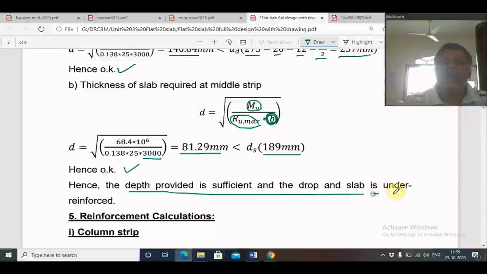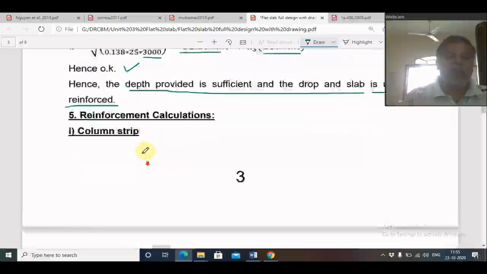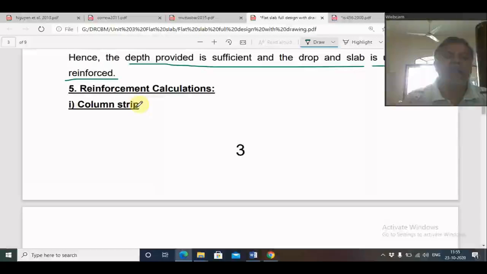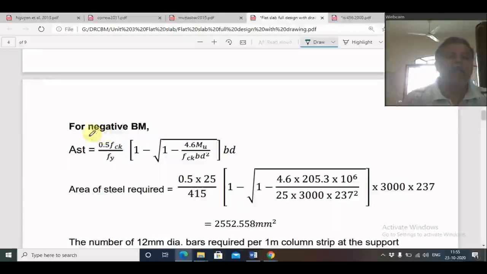Then it will be designed as under-reinforced. The next step is reinforcement calculations. I have to calculate the area of steel at 4 locations. So we have positive value, negative value, we have column strip, we have middle strip. So I will start from the column strip. First I will calculate the area of steel required for the column strip. Then I will go with the negative bending moment.